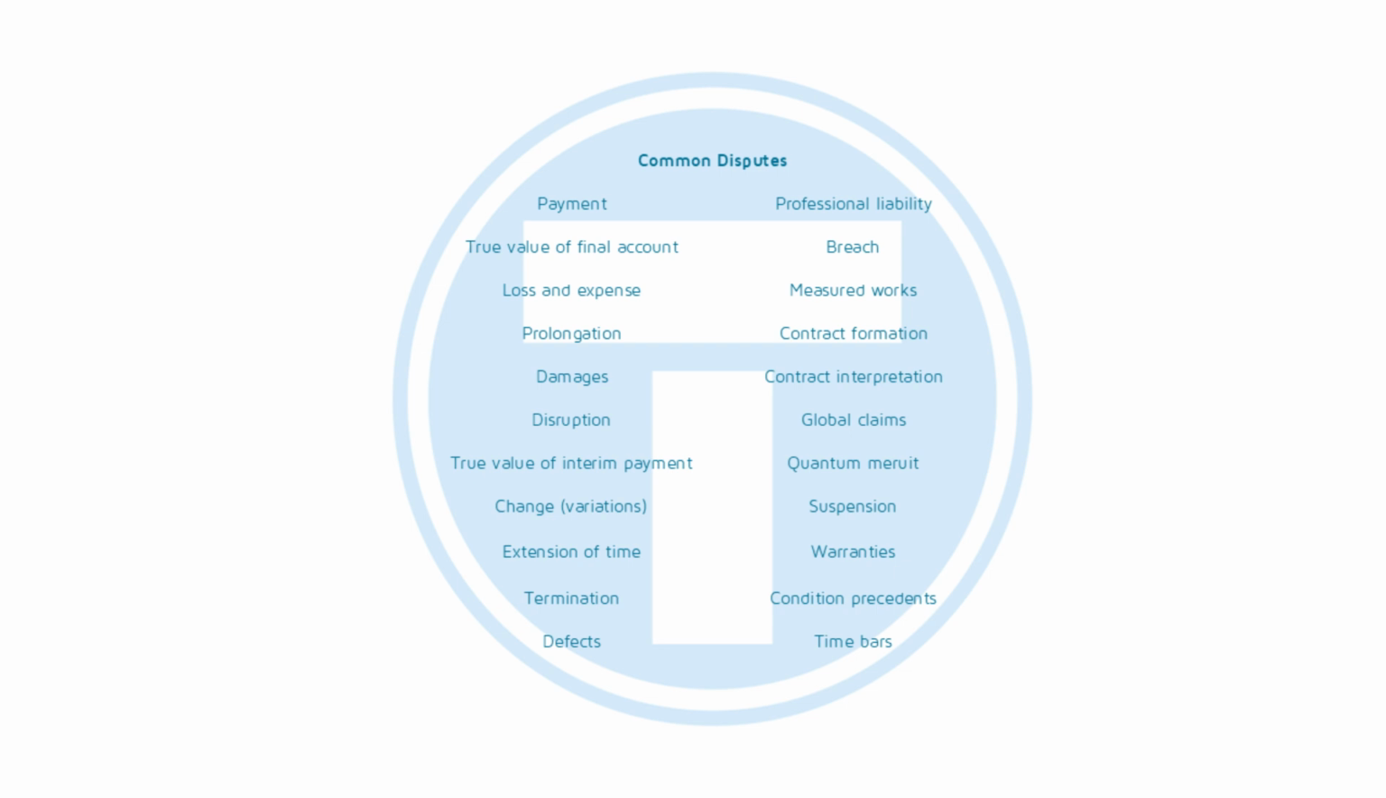Condition precedents. These are events that must occur before a party is required to fulfill a contractual obligation or before a contract becomes legally binding. Time bars. Time limitations within which certain rights or claims must be exercised or enforced. If the claim is not brought forward within the specific time frame, then it is typically barred or forfeited.